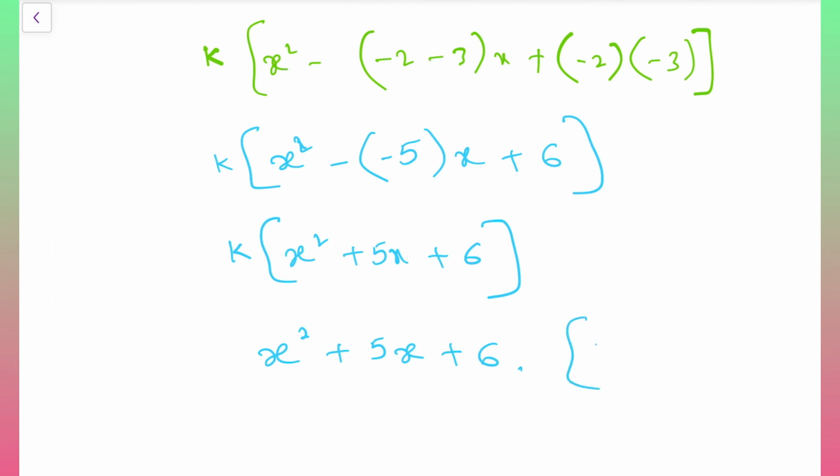Here clearly k equals 1. Why? Because x square plus 5x plus 6 doesn't have any denominator, right? So if no denominator is there, it means we can write this as divided by 1. So to remove this 1, we take the k value as 1 also, so that this 1 and this 1 both get cancelled. Then finally we remain with the polynomial x square plus 5x plus 6.